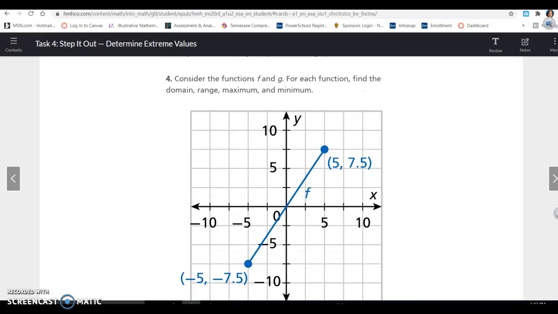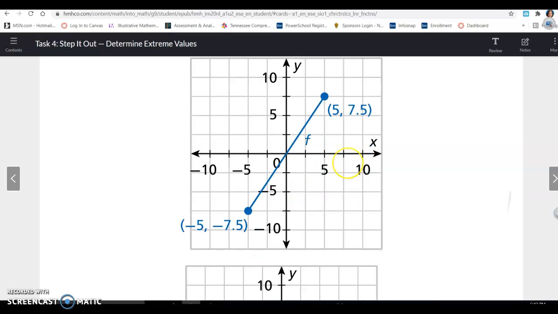So consider the functions f and g. For each function, find the domain, range, max, and min. You can see the minimum value is the y value. So the minimum comes from the y-axis, because that's your vertical axis. In this case, the minimum value of this line is negative 7.5. The maximum value would be 7.5.